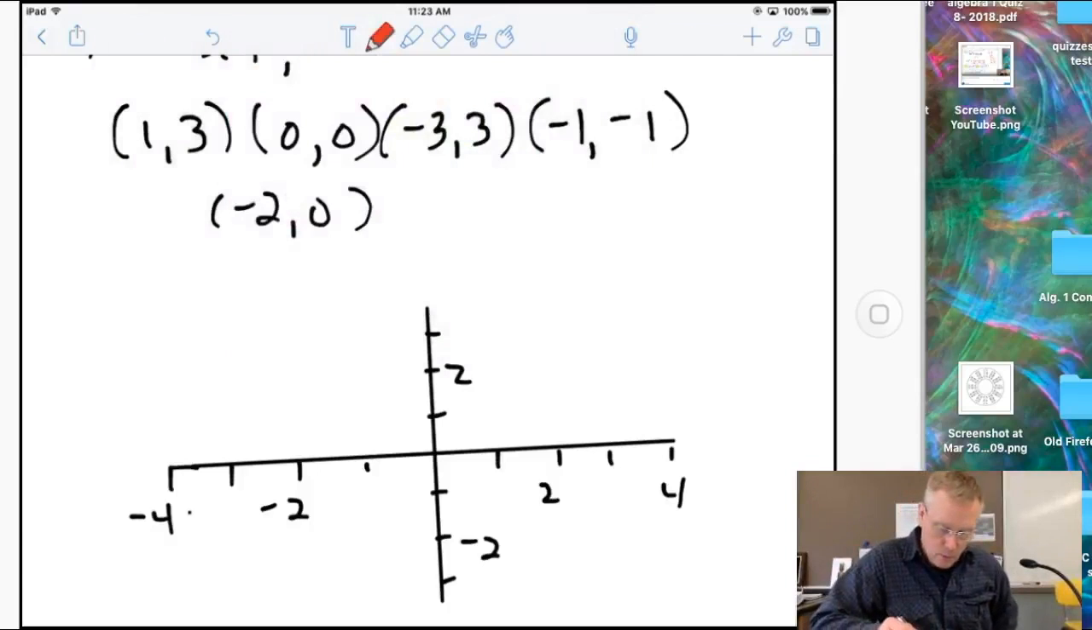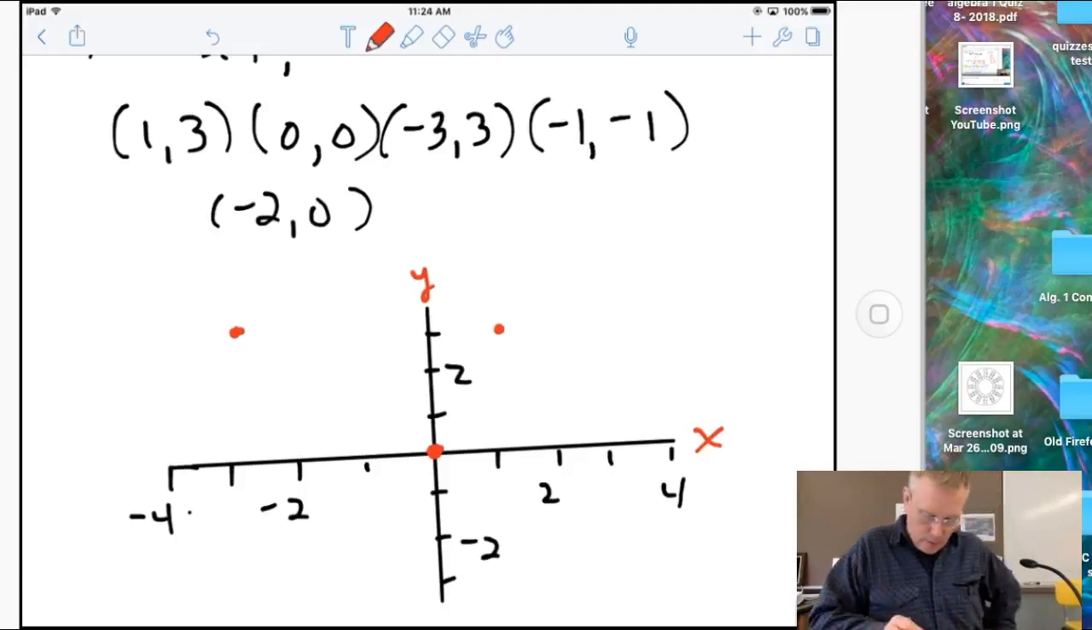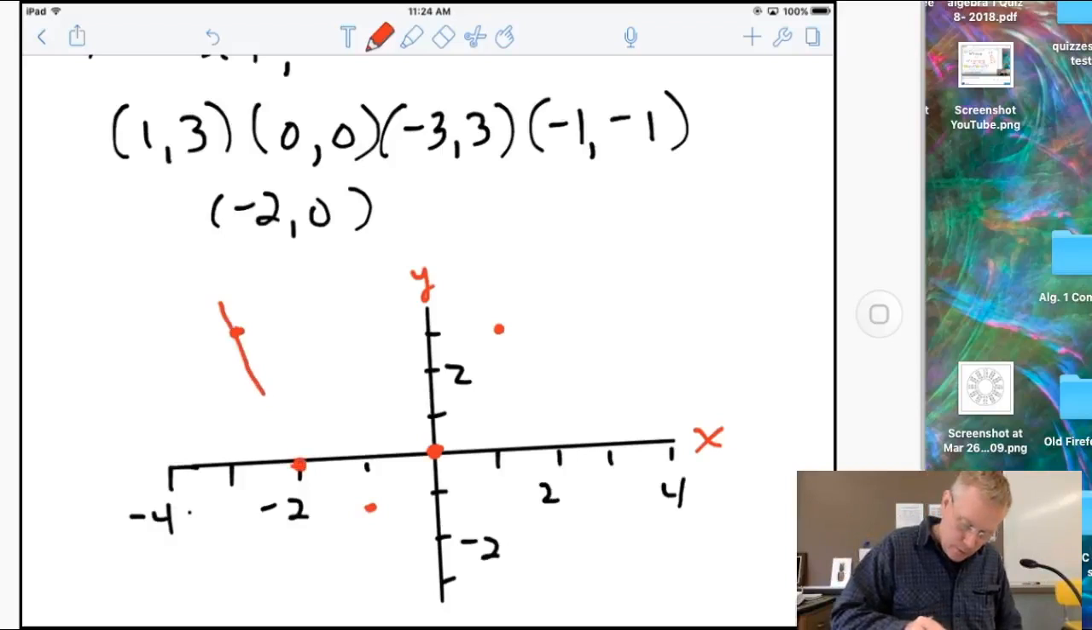All right. Okay, so let me plot the points. I got (1, 3), that's here, about there. (0, 0) is right at the origin in the middle. (-3, 3) is negative 3 left and up 3. Remember, this is the y-axis, this is the x-axis. (-1, -1) is here, and (-2, 0) is here. So if I connect these points, what does the shape look like?